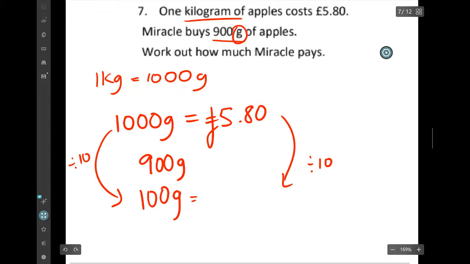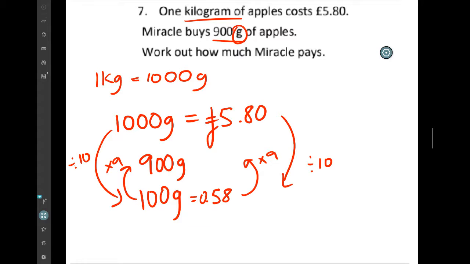So I get 58p, or 0.58 pounds. It might be a bit easier to write it like that, 0.58. And then to get to 900, I'm going to multiply by 9. So 0.58 times 9 is going to give you £5.22.